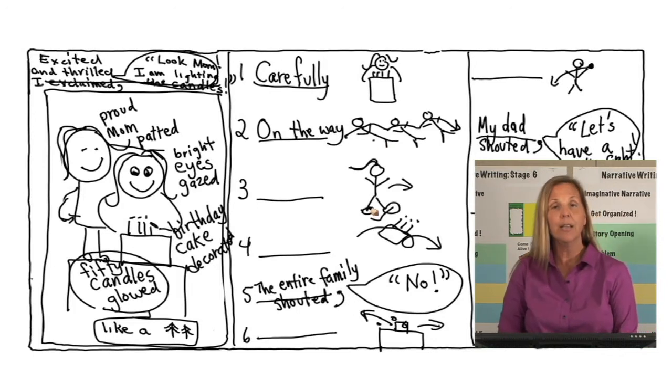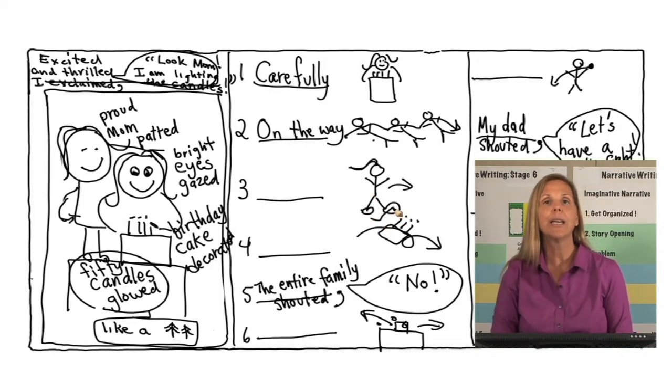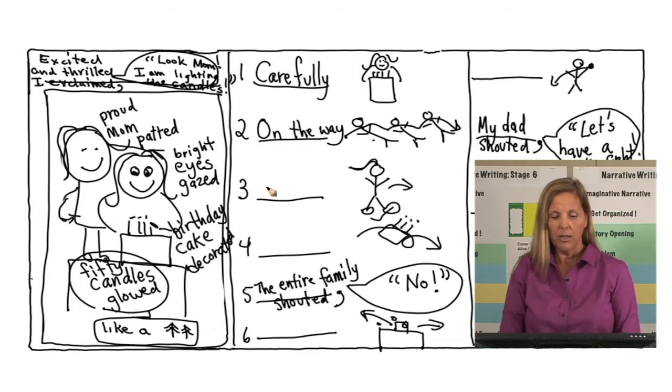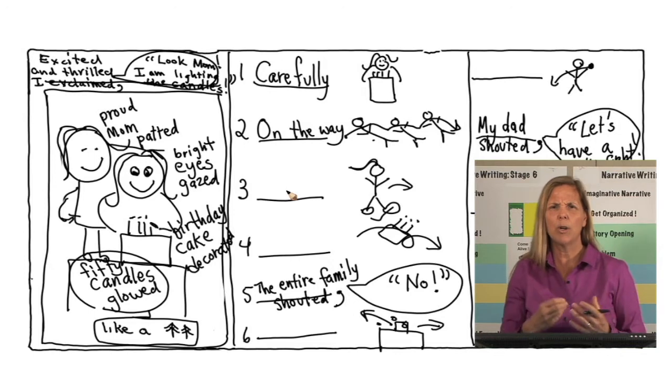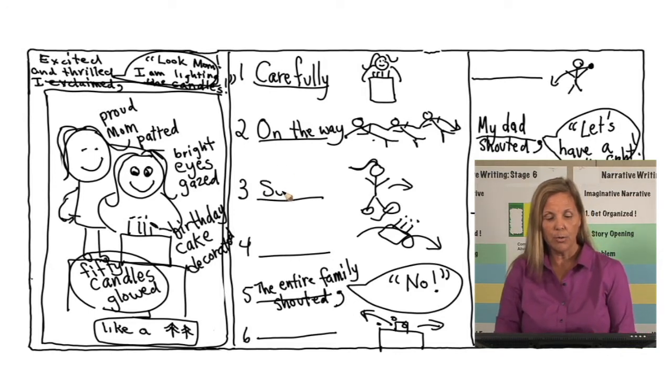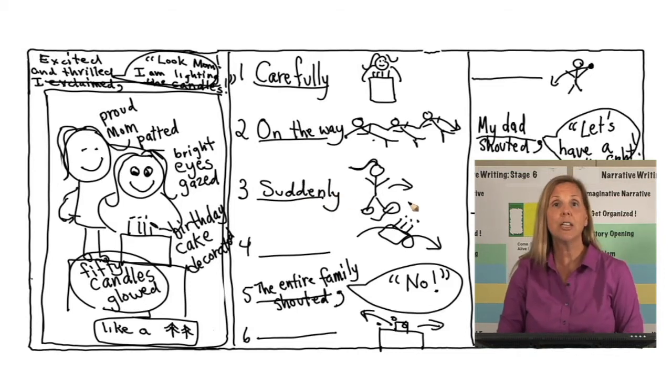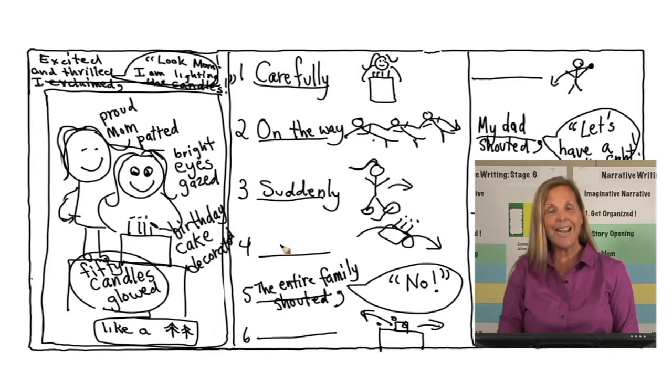Next picture. Who's doing the action? I am. What did I do? I tripped on my shoelace. Again, I could start with I, but how did I trip on my shoelace? Suddenly. So maybe I could use suddenly. Suddenly, I tripped on my shoelace. Go to the next sentence.